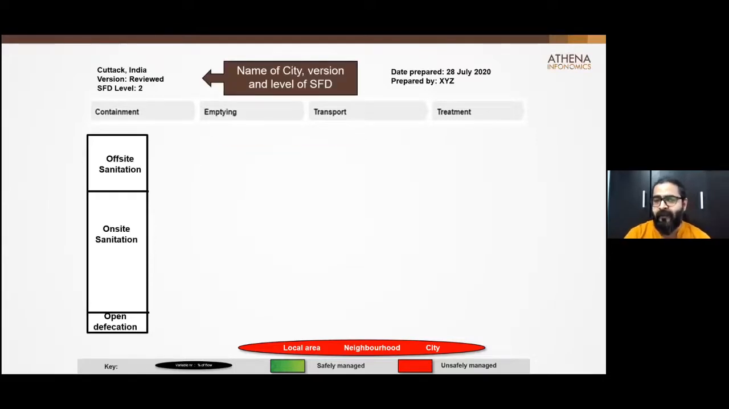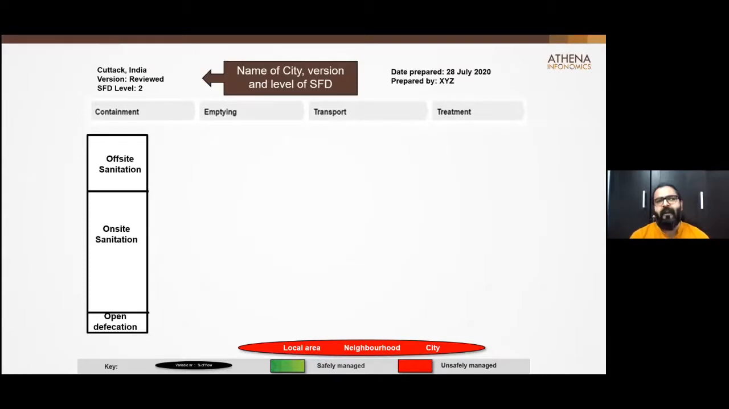Right at the top, you will have the name of the town and the level of SFD. There are several levels of SFD you can do based on the level of effort you want to put in. There's level 1, 2, and 3, where 3 is the comprehensive one, where you do a lot of primary data collection. Level 1 is a brief report, mostly secondary data, some key informant interviews, and a small visit to the town. Level 2 is where you spend more time in the town, and level 3 involves a lot of primary data collection.